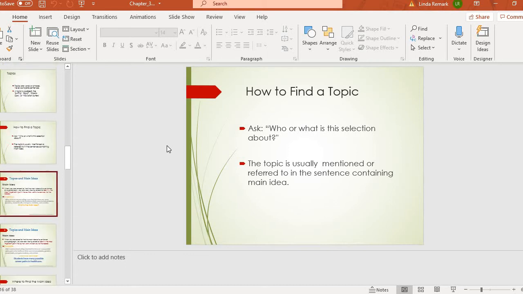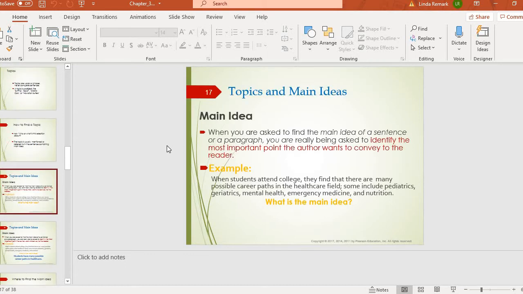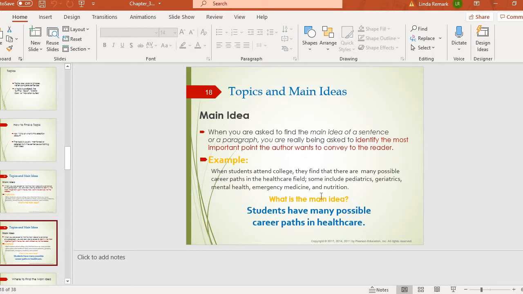All right, so now that you found the topic, the who or what, that can lead you to find the main idea, sometimes called the topic sentence. They're used interchangeably there. It's the most important point the author wants you to know about the topic. So great, you found the topic, but what am I supposed to know about the topic? The main idea then kind of completes that sentence. So same paragraph example, but this time, instead of just the topic, we put this into a complete sentence. Students have many possible career paths in healthcare.